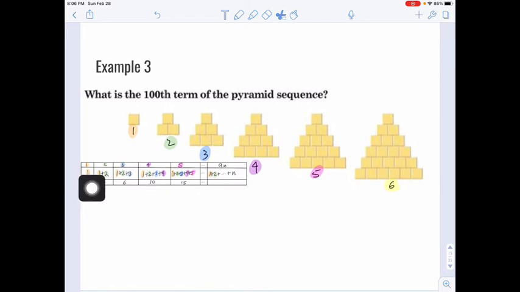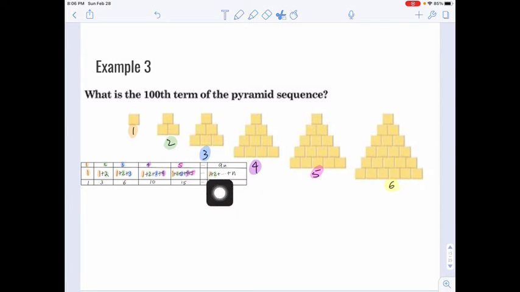So the first one is just 1. Our second term is 3, which was 1 plus 2 more. Our third term is 1 plus 2 plus 3 more, which gives us 6. Our fourth term is 1 plus 2 plus 3 plus 4, which gives us 10. Our fifth term is 1 plus 2 plus 3 plus 4 plus 5, which gives us 15, and so on.